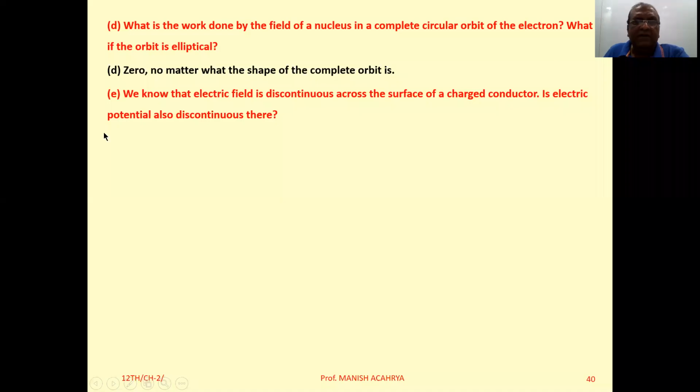Clear? Next, E. We know that electric field is discontinuous across the surface of a charged conductor. Is electric potential also discontinuous there? No. Potential remains continuous, because potential is a scalar quantity. Clear?